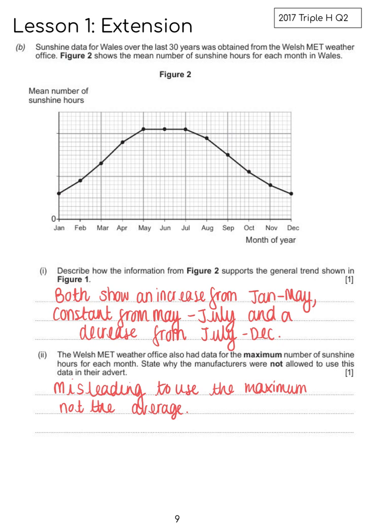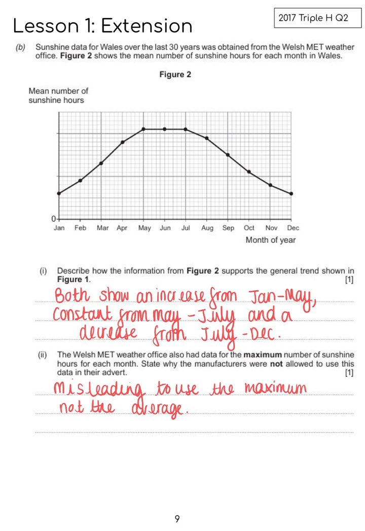And for part B, we have a new figure and it's asking us to describe how the information from figure 2 supports the general trend in figure 1. Figure 2 is just showing us the mean number of sunshine hours, and figure 1 was showing us how much energy we got from our solar panels or PV cells, photovoltaic cells. So they are both a very similar shape. Unfortunately, you don't get the mark for saying they're a similar shape. You need to describe it a little bit better.